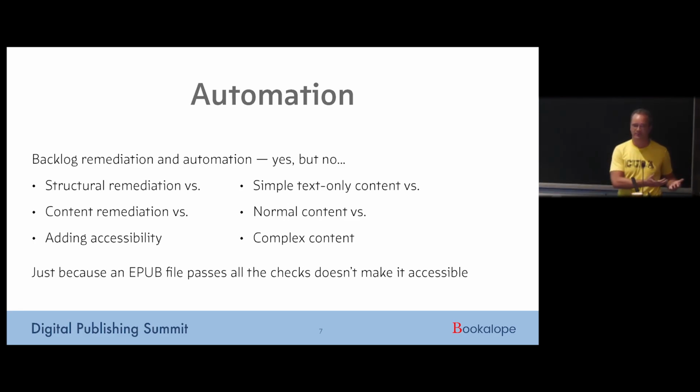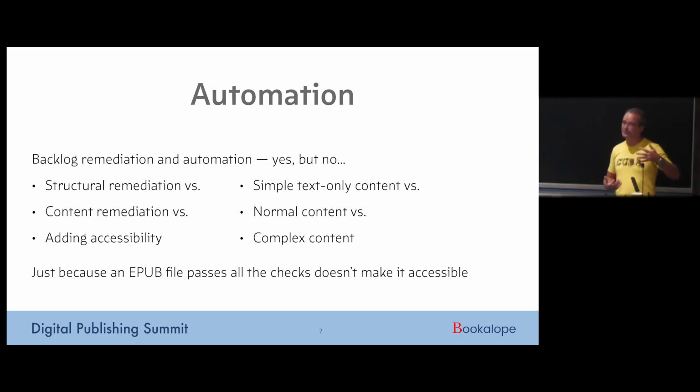Suppose you have an EPUB 2 that's pretty broken. It has no accessibility information built into it. The HTML markup is really bad. So structural remediation, yes, we can do. Content remediation, yes, we can do that almost automatically. But adding accessibility into it, that'll take a little bit of effort.